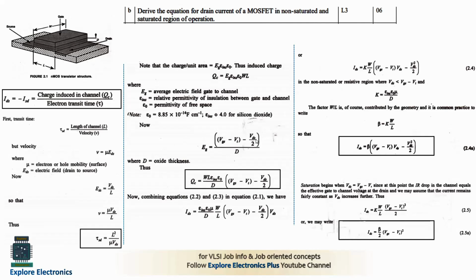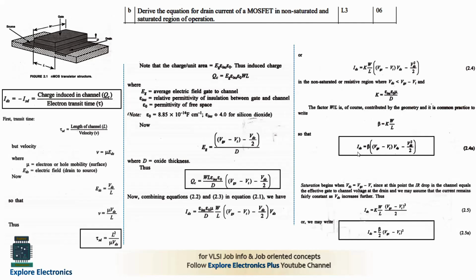Here we are taking the voltage between the gate and the channel with respect to drain, and D is, sorry, not drain, it is thickness D. Now we are going to get QC, and combining QC and the transit time, we are going to arrive at this expression. Solving that expression, replacing these constants with K equal to epsilon ins epsilon naught mu divided by D, and replacing that again with beta.